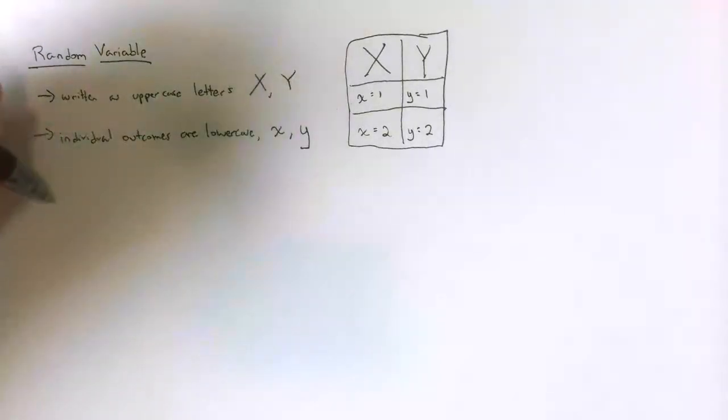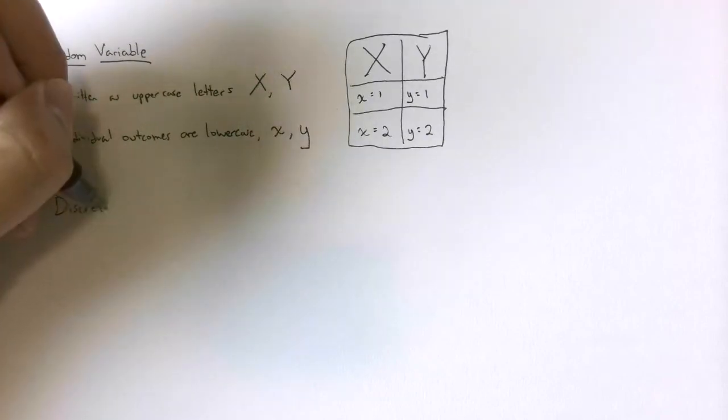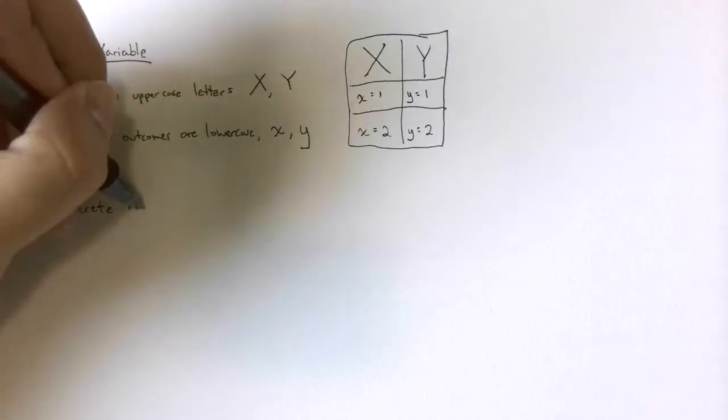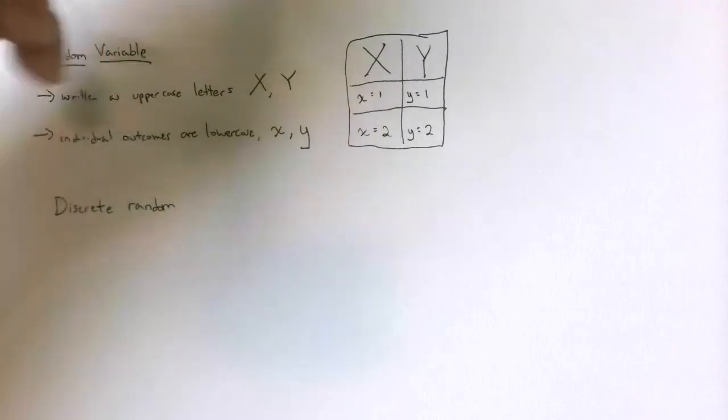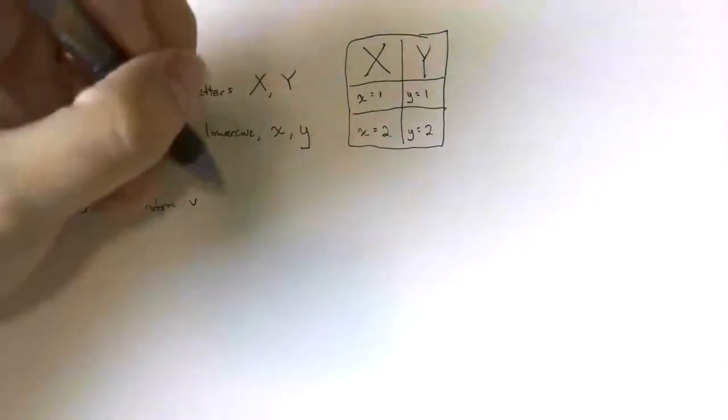Can you give me some examples of what a discrete random variable would look like? Maybe an example. What is a discrete random variable that you can think of? Yeah, dice roll, says Christian.